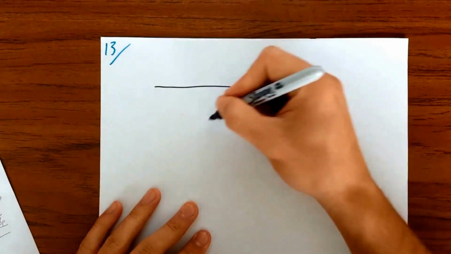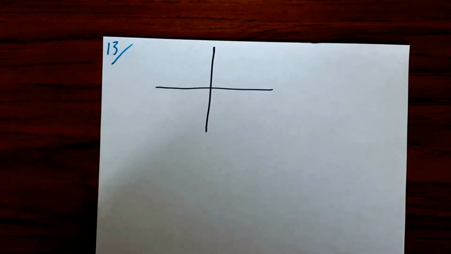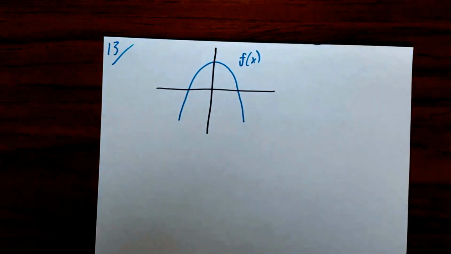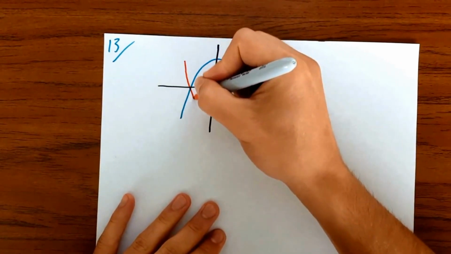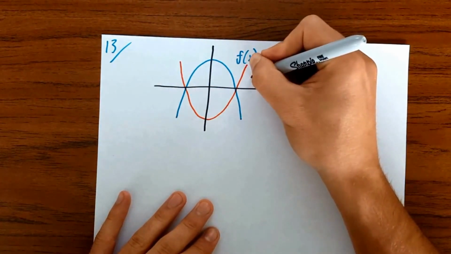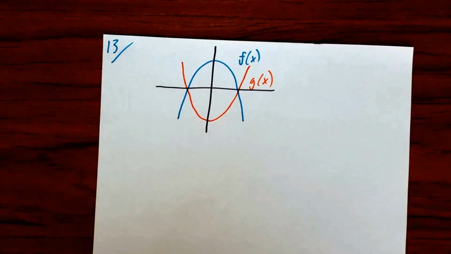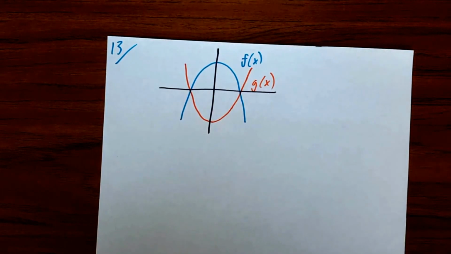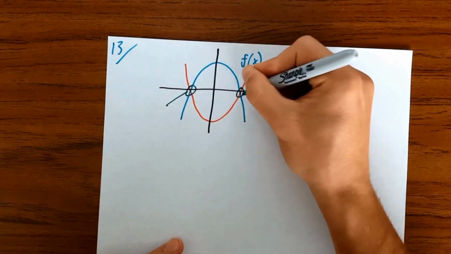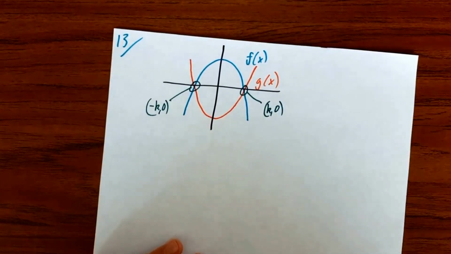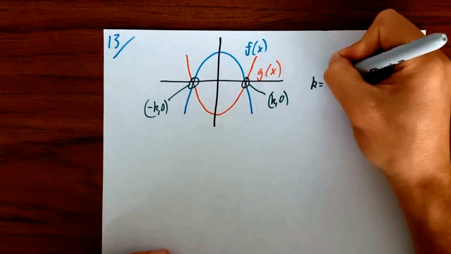All right. And you are asked about a graph, which again is two parts. So I'll replicate it here for you. The blue is f of x, and the orange is g of x. And basically what it says is that these intersection points are minus k, 0, and k, 0. And it asks, what is the value of k?